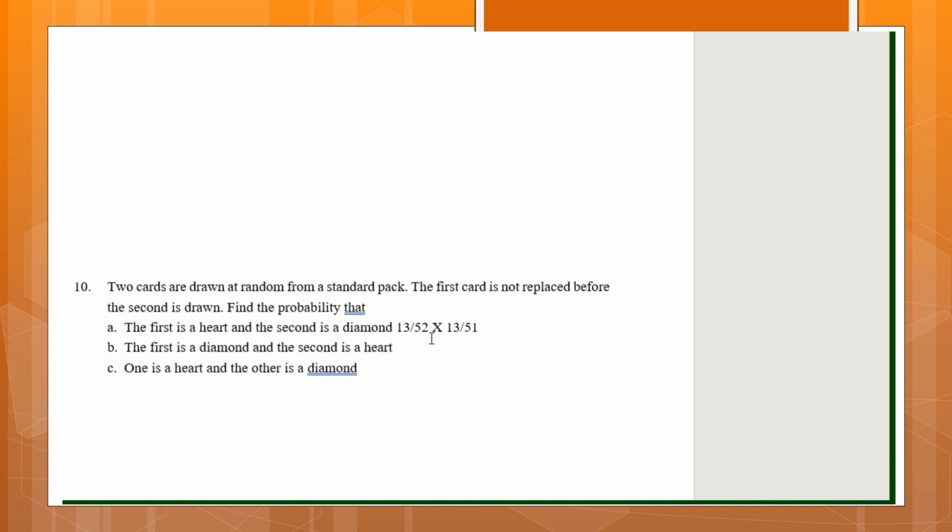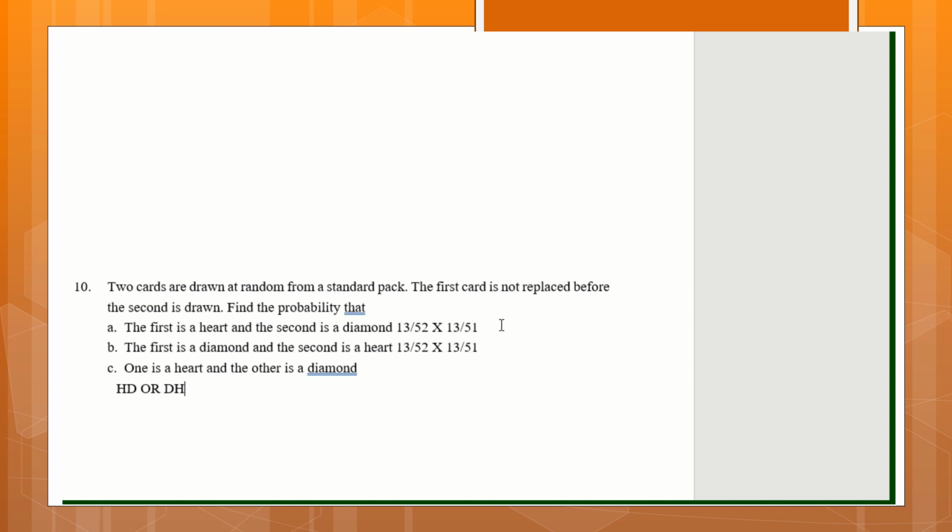The first is a diamond and the second is a heart. The first is a diamond, 13 out of 52 times 13 out of 51, will be the same thing, isn't it? One is a heart and the other is a diamond. What does this mean? They didn't give you the order. Like here they gave you the order, which is first, which is second. Here they didn't give you the order. They said it can be any order. So what would be your outcome? Either the first is a heart and the second is a diamond, or the first is a diamond and the second is a heart.